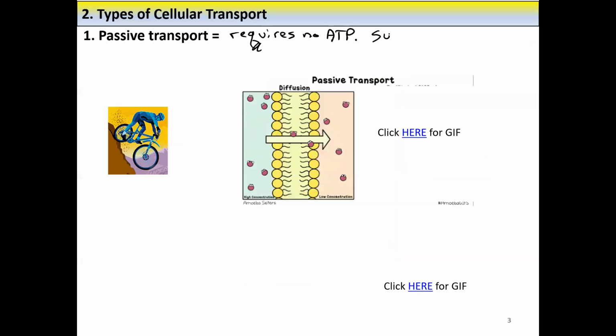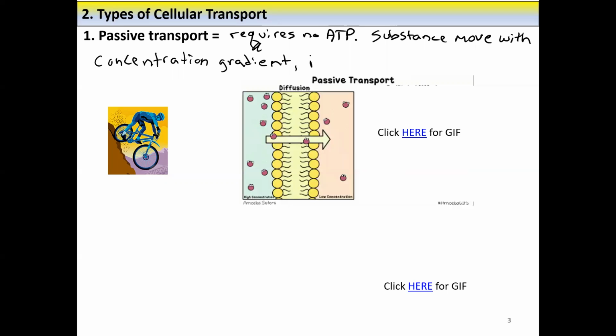And here's another way of knowing it. Substances move with their concentration gradient. And that is always going to be from places where it's in high concentration to places where it's in low concentration. They're running out of space. Okay, they go from high to low. That's why I have the person going downhill. Going downhill is coasting because you're going from a place of high to a place of low, and gravity does the work for you. No ATP needed. That's the same thing with passive transport.